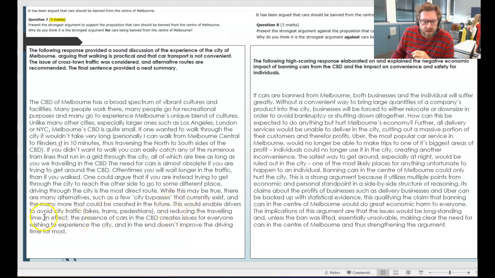Where's that final? In effect, here's the final sentence. "In effect, the presence of cars in the CBD creates issues for everyone wishing to experience the city, and in the end doesn't improve driving time for most." Okay, so you can see how that's a really, really nice conclusion. It summarises or shows how the evidence or the reasons that the person has marshalled to support their view go to support their conclusion, in a really, really strong way.